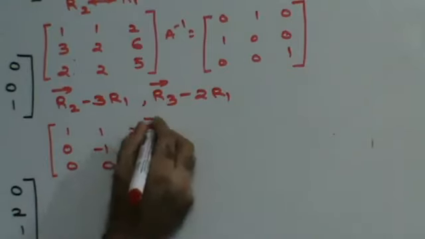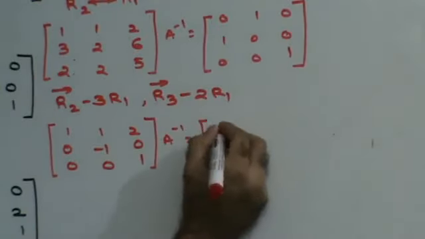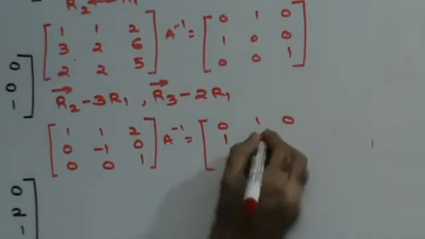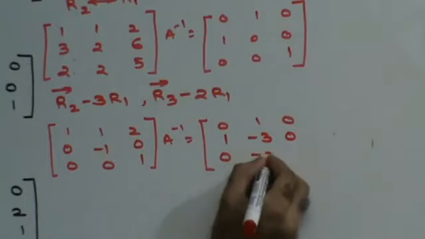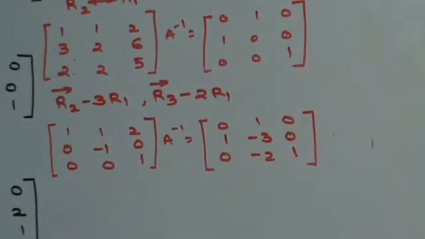1, into A inverse 0, 1, 0, 1 minus 0, 1, 0 minus 3, minus 3, 0 minus 0, 0, 0 minus 0, 0, 0 minus 2, minus 2, 1 minus 0, 1. Now this is done.